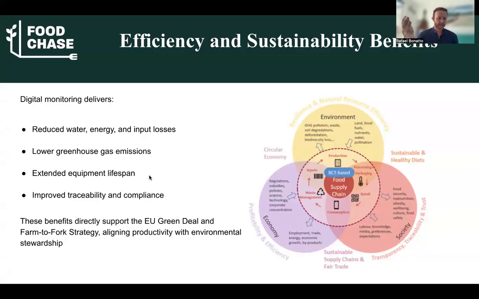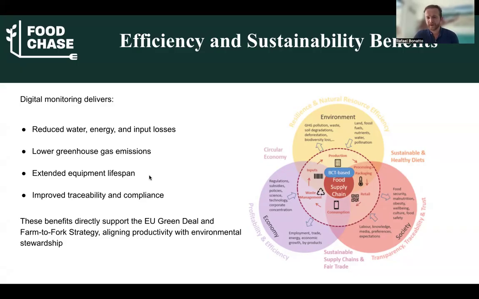Okay, improved traceability and compliance by having those systems put together. Compliance with a label or certification scheme will be way easier to attend to if you are compliant with the laws, compliant with the protocols. And these benefits directly support the EU Green Deal and the Farm to Fork strategy, aligning productivity with environmental stewardship.